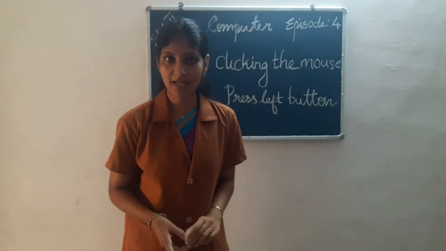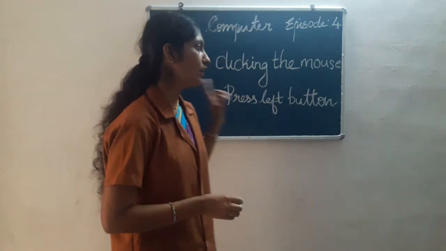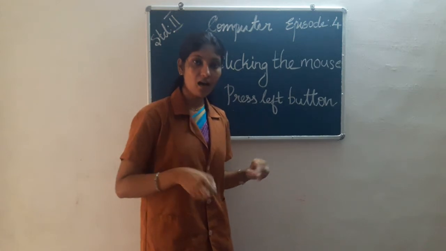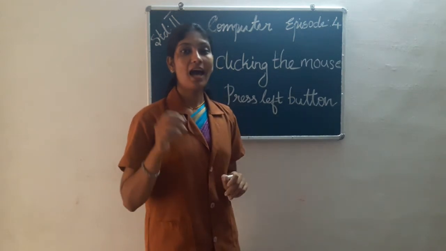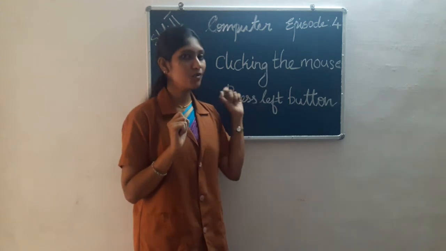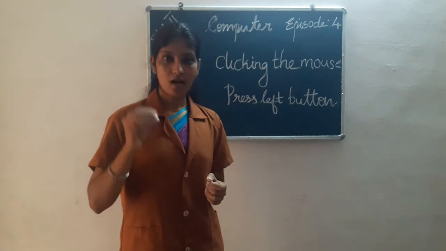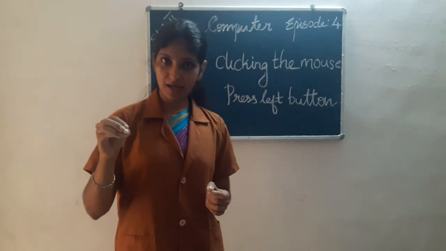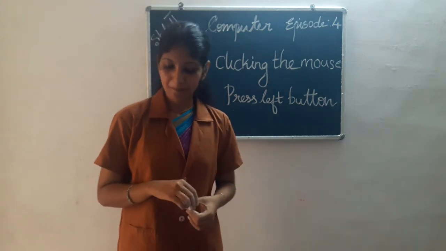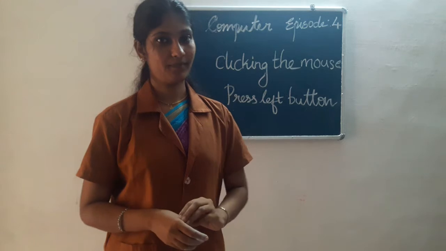So what do we mean by clicking? Clicking means you take the steps like, first of all, press the left button on the mouse and the mouse makes a click sound. So how to click a mouse? First of all, just press the left button on the mouse. Okay, then that is clicking.